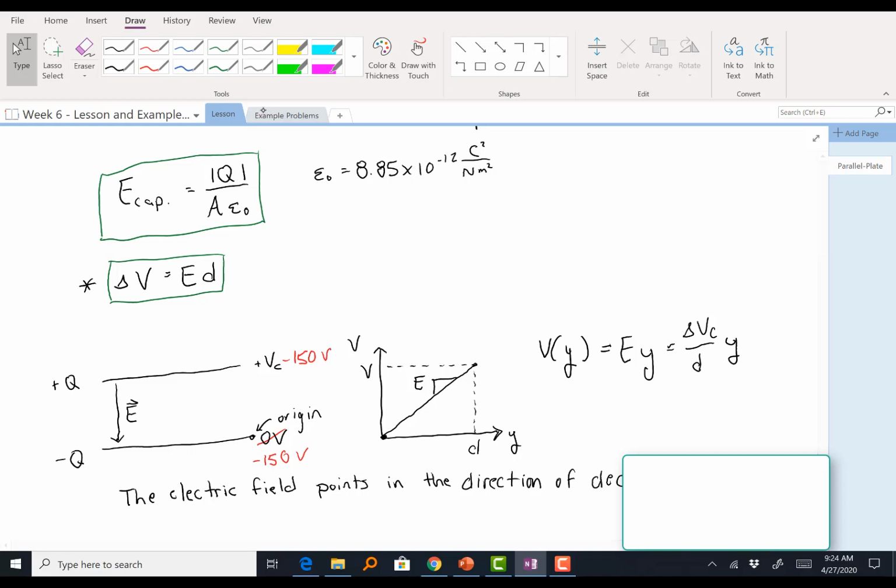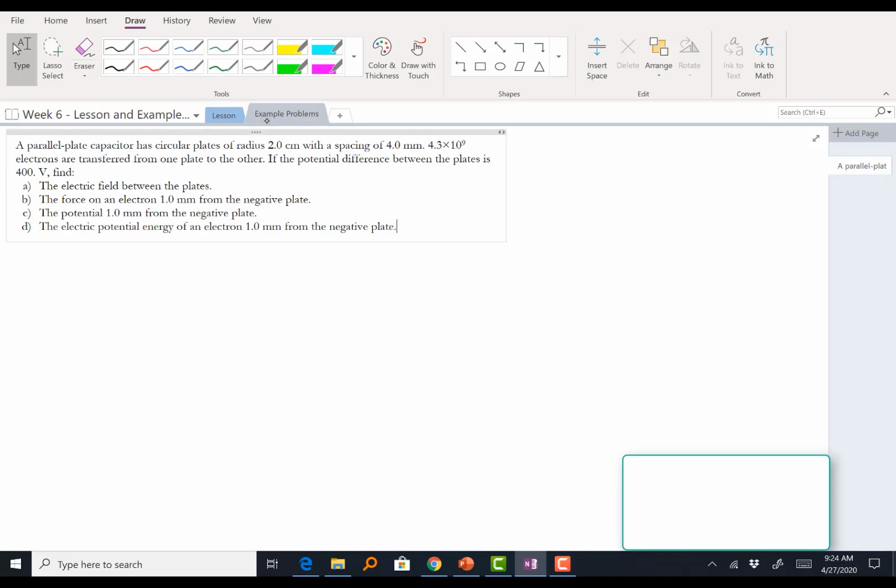Right. Okay, so a parallel plate capacitor has circular plates of radius 2 centimeters with a spacing of 4 millimeters, and 4.3 times 10 to the 9, 4.3 billion electrons are transferred from one plate to the other. Right, so if the potential difference between the plates is 400 volts, we're going to find a bunch of stuff. Okay, so let's just start by setting up a diagram.